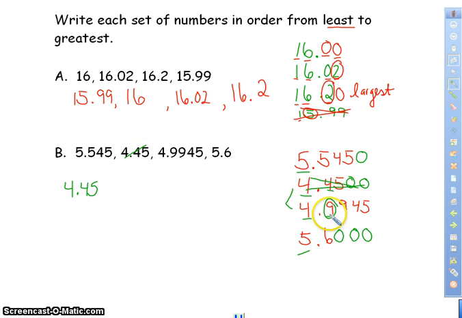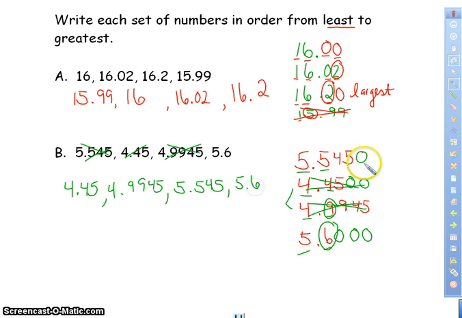Meaning the next one has to be 4 and 9,945 10,000ths. Has to be the next one because those are the two that begin with 4s. So I'm done with those two. Now I compare my 5. So I have 5 and 5, and then I have 5 and 6. The 6 is larger, so my next smallest number will be 5 and 545 thousandths. That's how it's written up here. You can cross that off. And my largest number is 5 and 6/10ths.